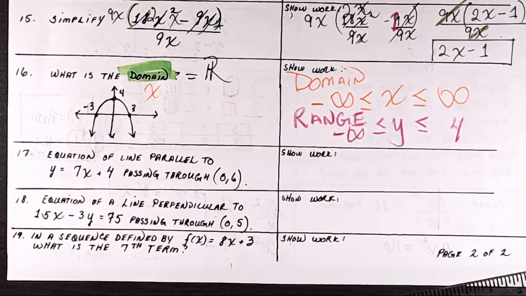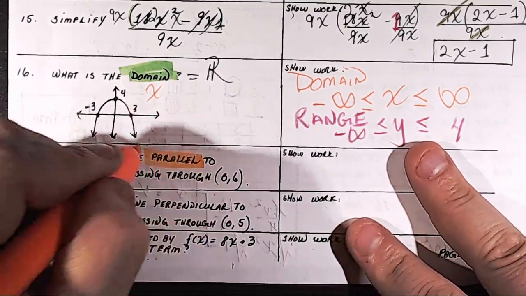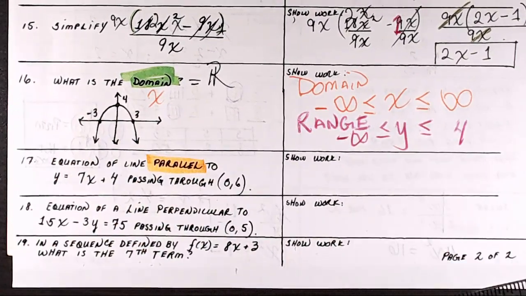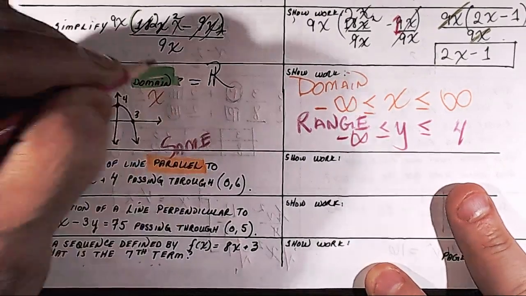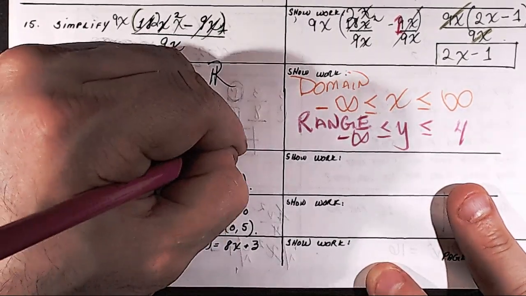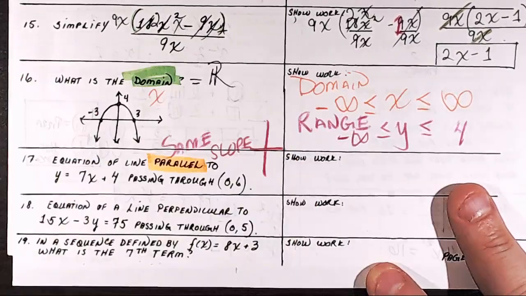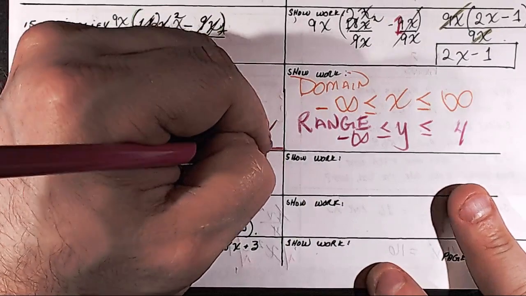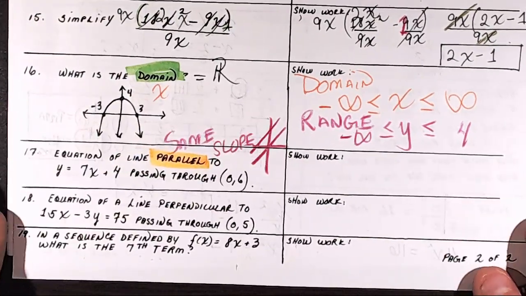So I'm already stopping because I've come across an important word. Parallel. Parallel means same slope. Think about parallel lines. Here's a fake graph. There's parallel lines. They're going to have the same slope, just different y-intercepts.